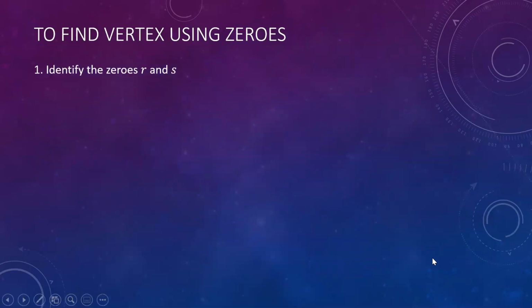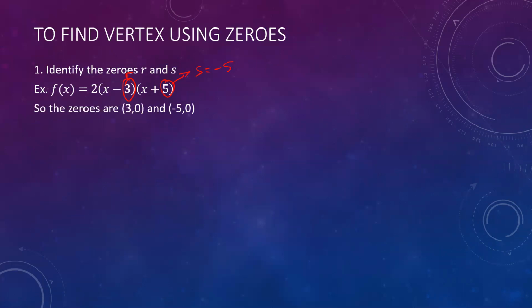Okay, so identify the zeros. So first thing, we're going to be given an equation, right? And we're going to first figure out what the zeros are. So in this case, my zeros are going to be, and again, be careful with this, the signs always switch. So it's x minus r, right? So this is my r value, so it's going to be 3. And this is x minus s. So this is actually going to be an s, or an x-intercept of -5. So we have 3 for the first x-intercept and -5 for the second x-intercept. So those are my two zeros, 3 and -5.